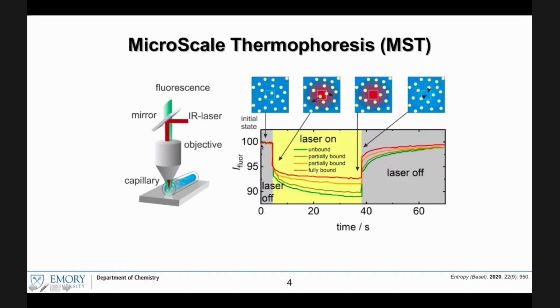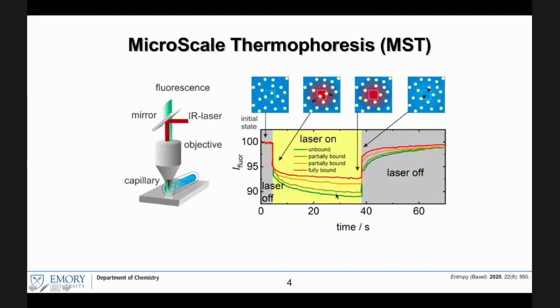When the laser is not on, or our initial state, we have 100% fluorescence. Over time, once you introduce the laser for a set amount of time, we start to lose our fluorescence intensity because, again, those particles are moving away. So our Cy5 labeled aptamer is moving away from the laser. So we get to see that loss in fluorescence intensity.